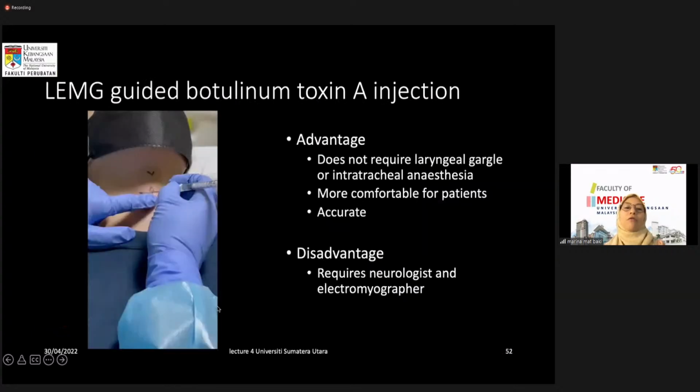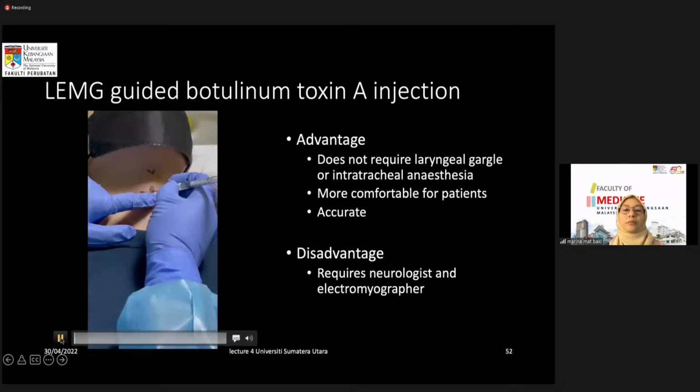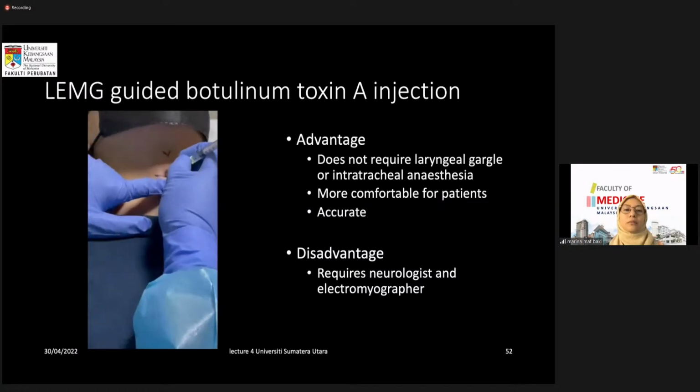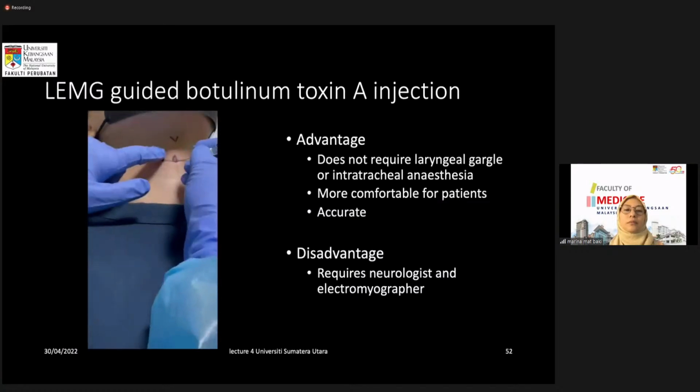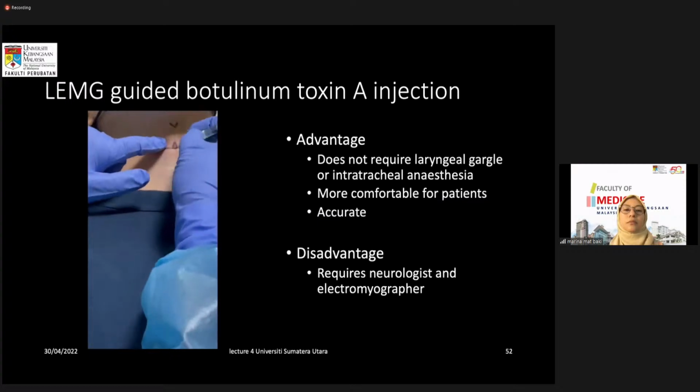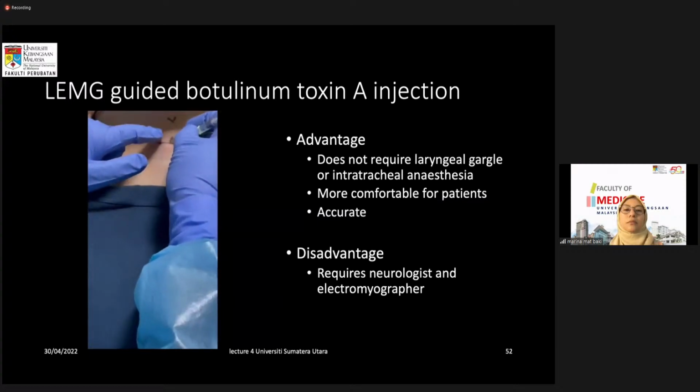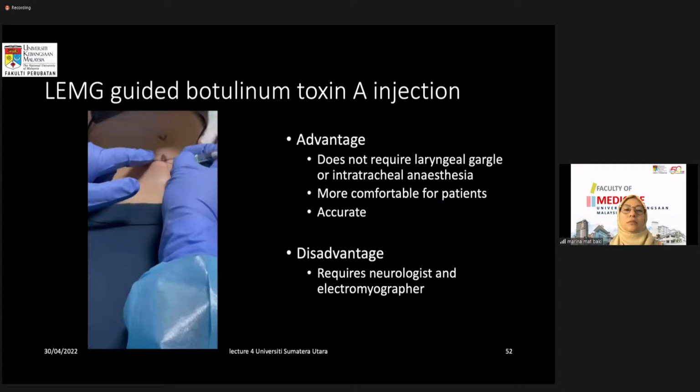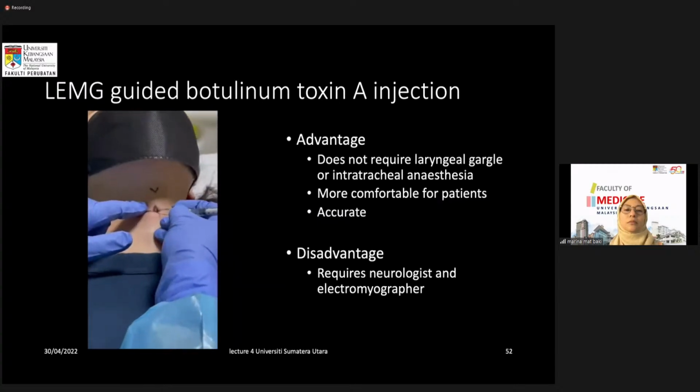Okay. Another way of injecting is by using laryngeal electromyography, to the cricothyroid space. This is the potential space. Then we feel where the inferior border of the thyroid cartilage is, and direct it towards the paraglottic space.